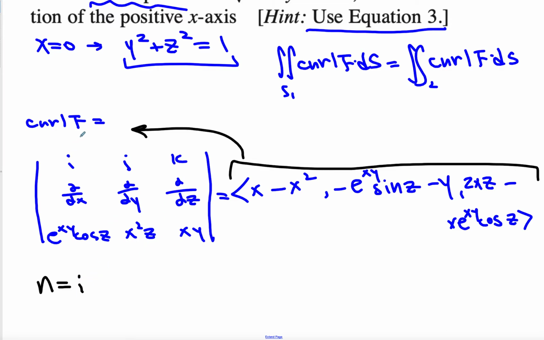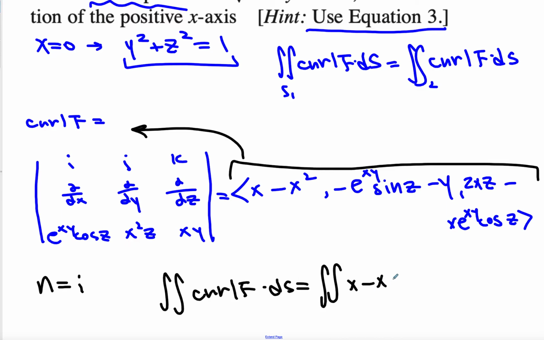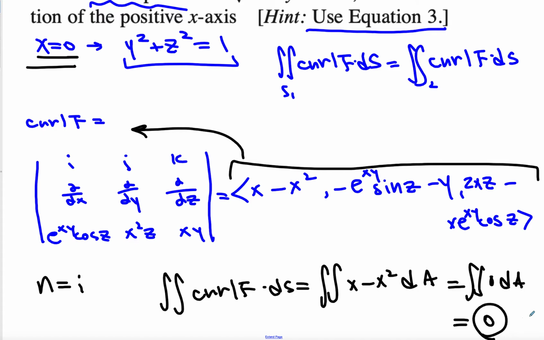So when I dot curl dot dS, it simply becomes x minus x squared dA. Now, the thing is, we have to realize that at this location x is equal to 0. So this one becomes simply 0 dA, which becomes 0. So that becomes our final answer.